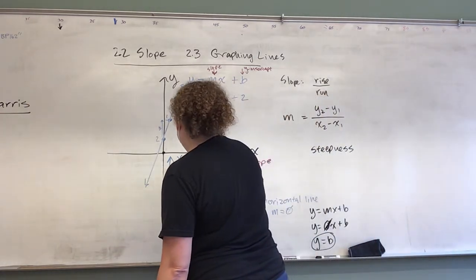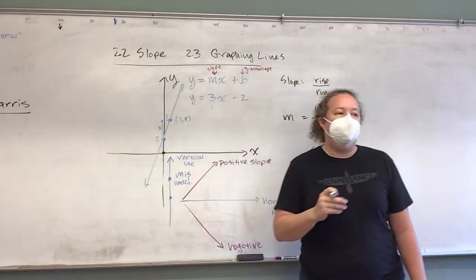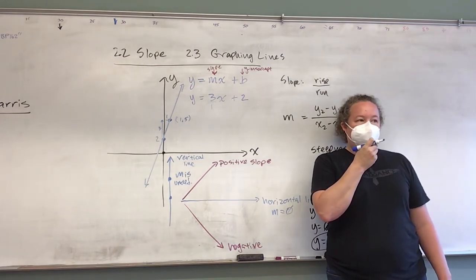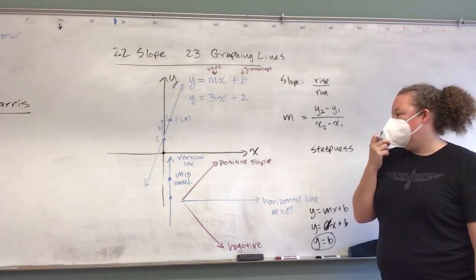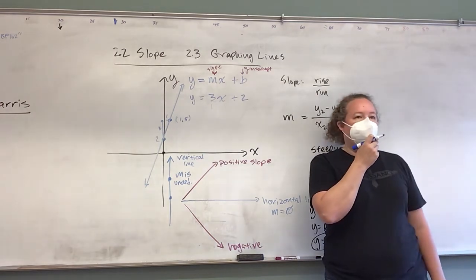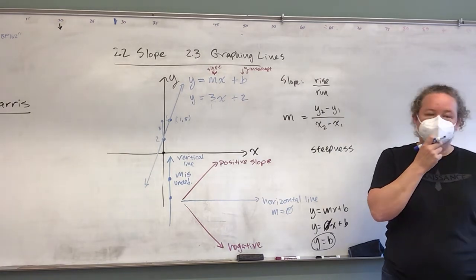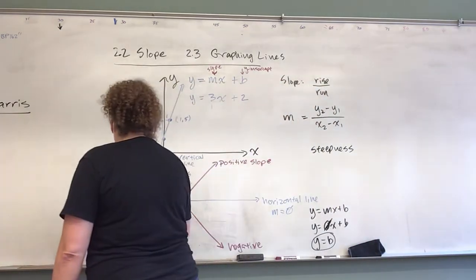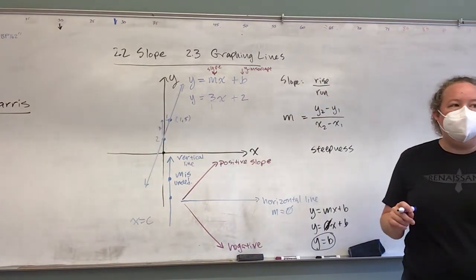So for a vertical line, m is undefined. What's the equation of a vertical line? X equals something. Yeah. This is just going to be x is equal to some constant. It doesn't have a slope. It doesn't have a y-intercept.